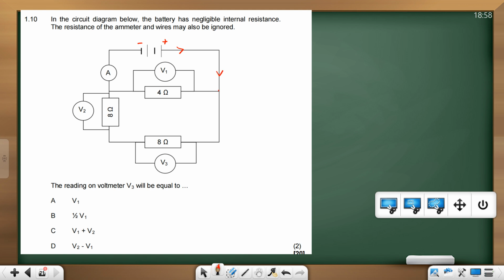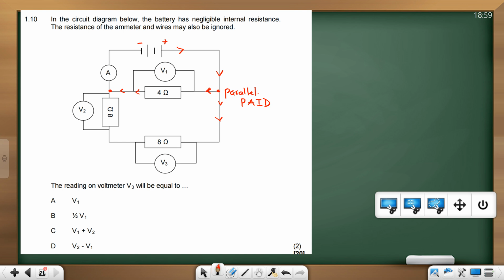When current gets to this point, what happens? It will divide. It splits. And because it splits, we know that is a parallel what? Connection. And we know that parallel are current what? Dividers. Current is divided. Okay. So there's a current that goes through here, and this current that goes through here.